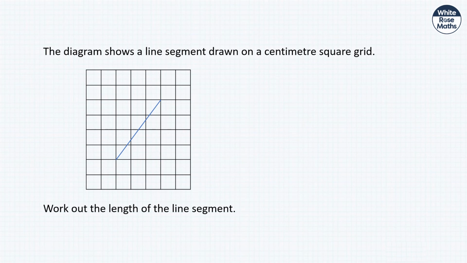Okay, the diagram shows a line segment drawn on a centimeter grid. Work out the length of the line segment. So it goes across 3 and up 4. So it's a 3, 4, 5 triangle. But again, we'll obviously show it.